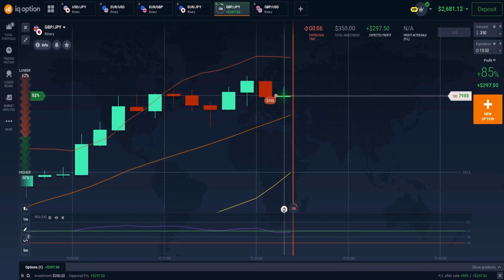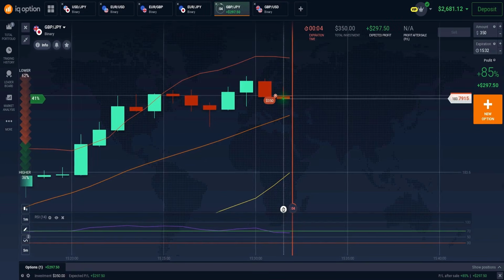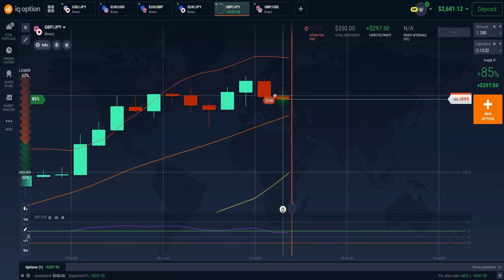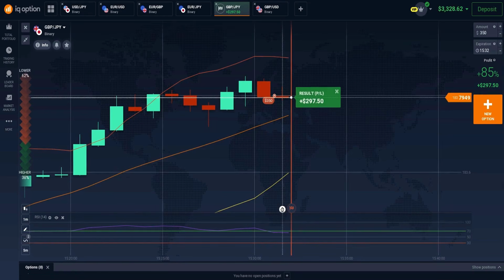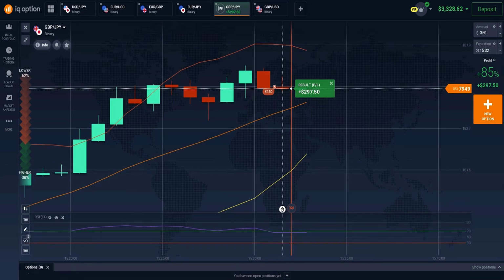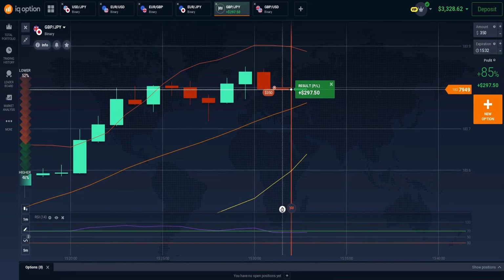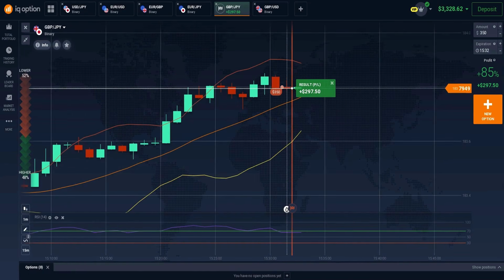Before you risk your hard-earned money, practice this simple strategy on a demo account first. It's a smart way to build confidence and master the setup before trading real money. Check the description box for more details and useful links related to this strategy.